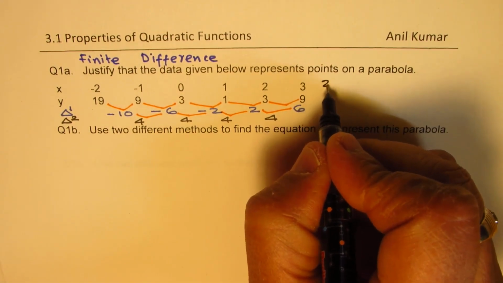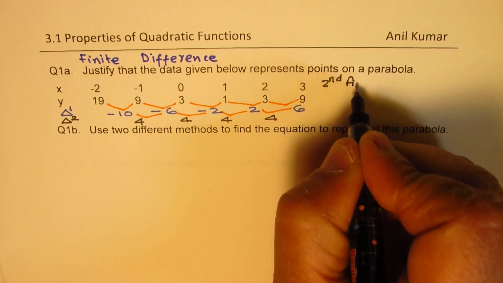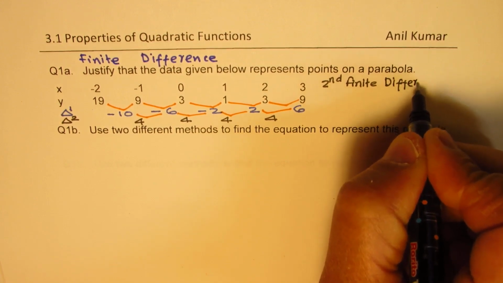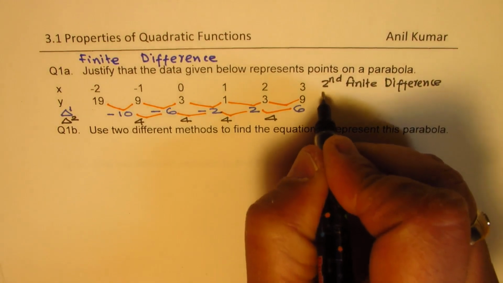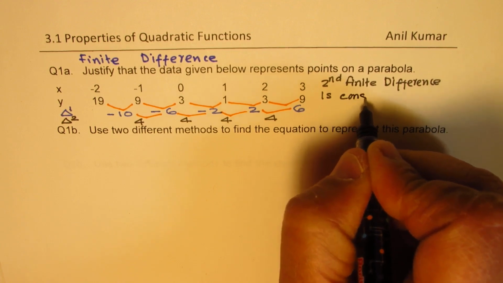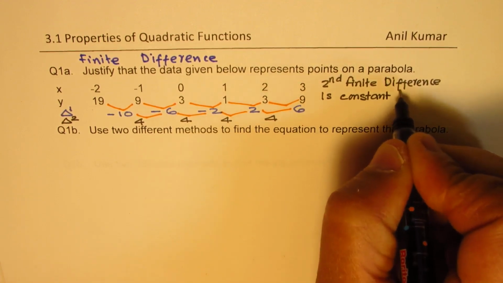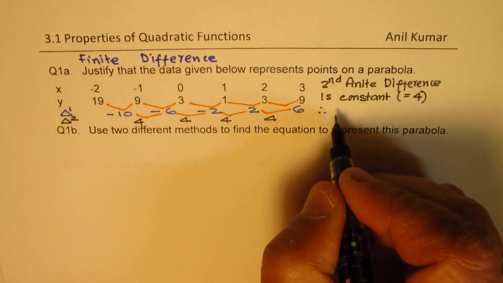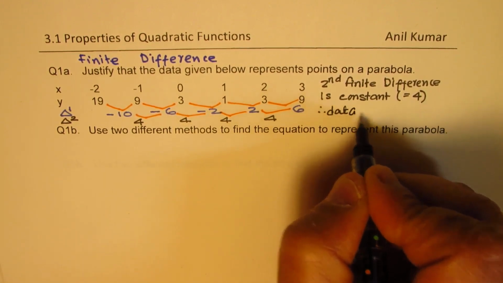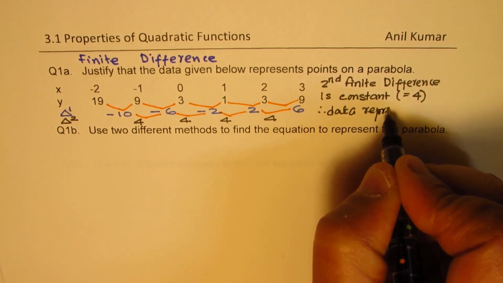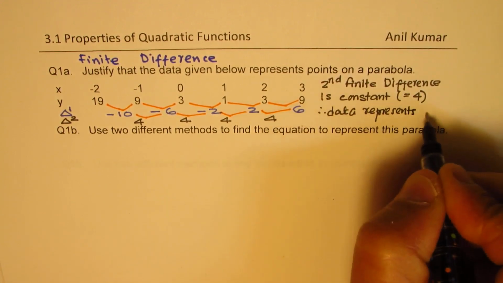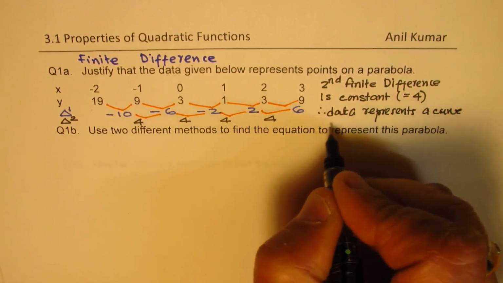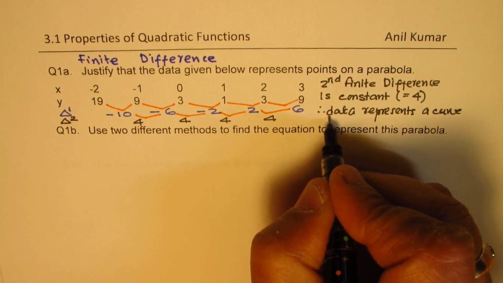So we can write here that the second finite difference is constant. You can say equal to 4, right? Therefore, the data represents a curve, a parabola.